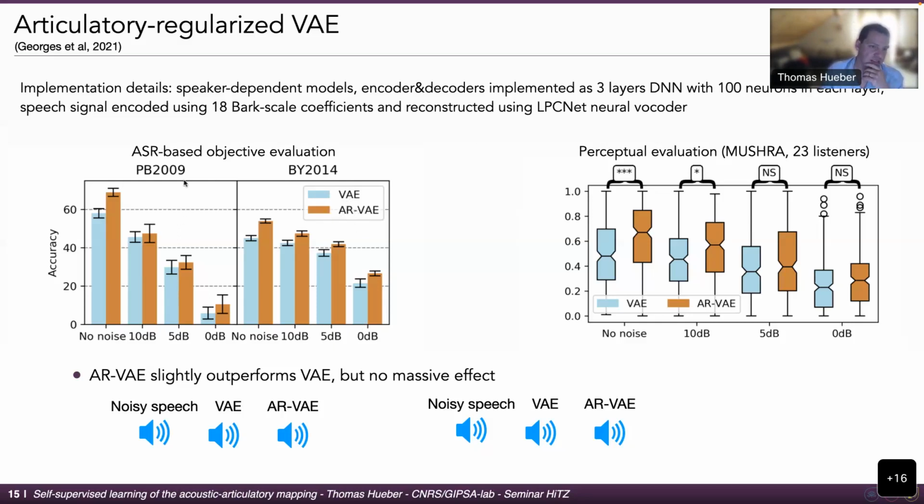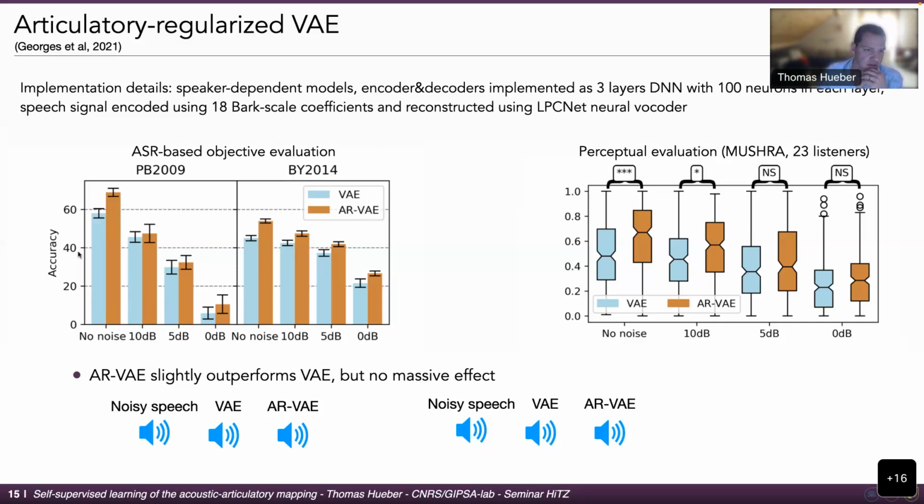So we regularize the latent space of the VAE using articulatory data. We have two data sets, PB2009 and another data set. I won't go into much detail. We are interested in the capacity of the model to reconstruct speech from noisy speech, to produce clean speech from noisy speech. We measure the performance with different noise-to-signal ratios that we can control, starting from no noise up to a lot of noise, as much noise in the signal as the signal itself.